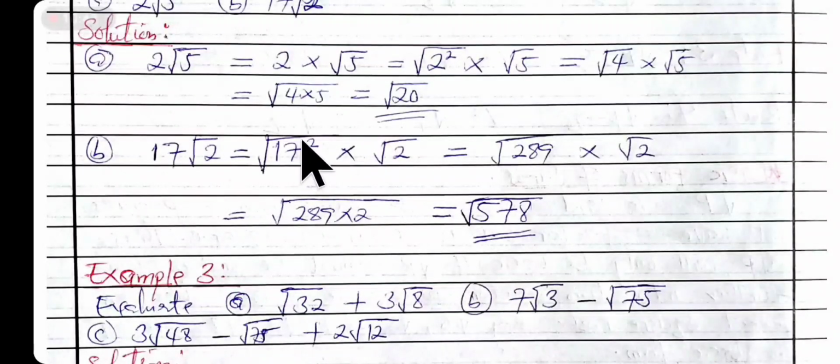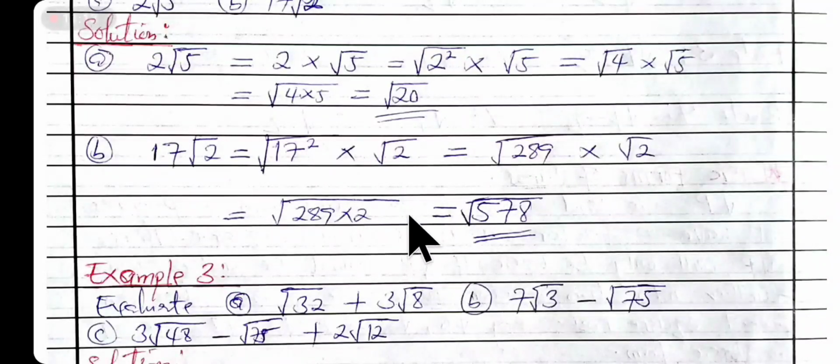This is the same thing as square root of 17 raised to power 2, and this is times this square root of 2. So square root of 17 squared will give us 289. Then the square root to be square root of 289 times square root of 2. This 2 is what we bring here. So therefore, we can merge them with a single square root now.